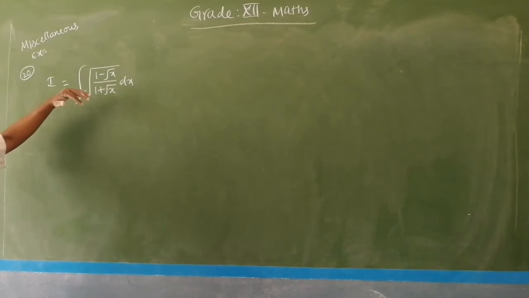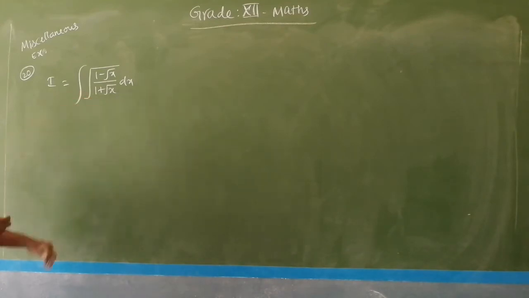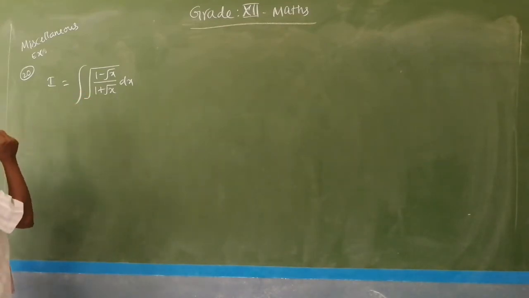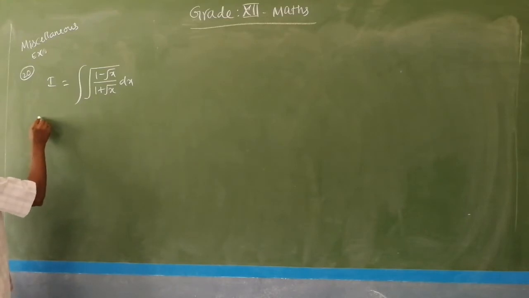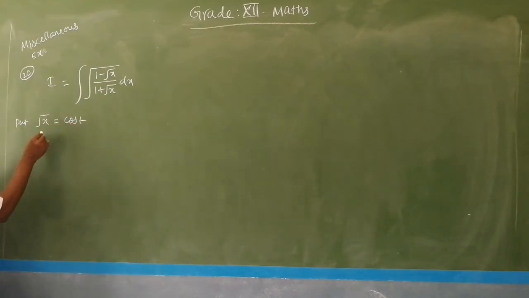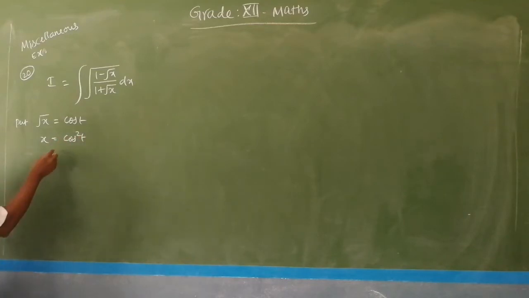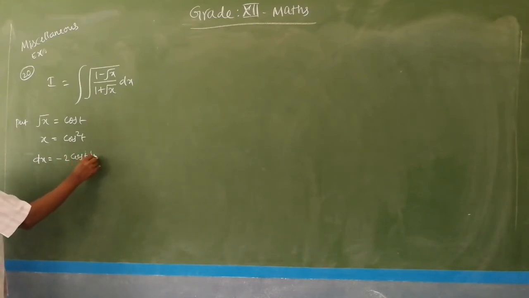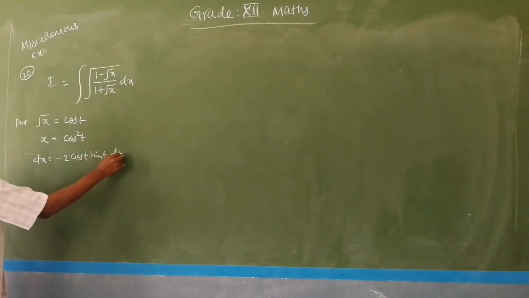This can be integrated by substitution. Let us substitute for root x. Let root x equal to, that is put root x equal to cos t. So, squaring on both sides, x equal to cos square t, and we have dx equal to minus 2 cos t into sin t into dt.